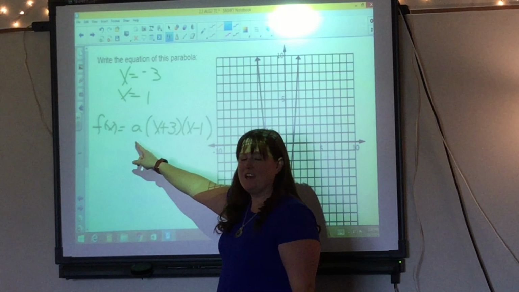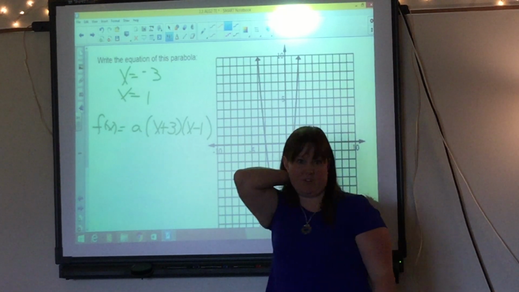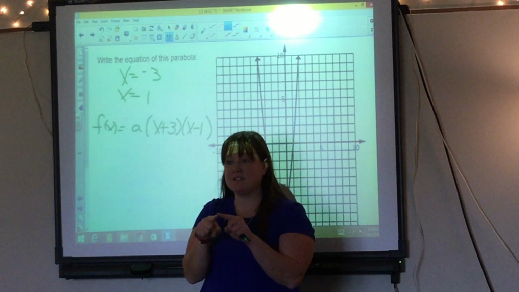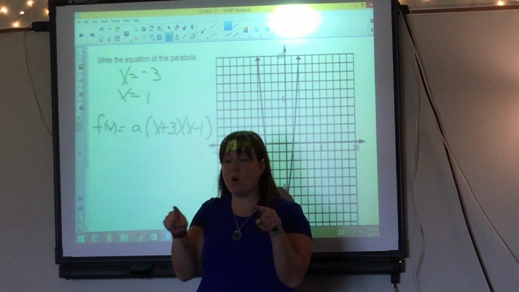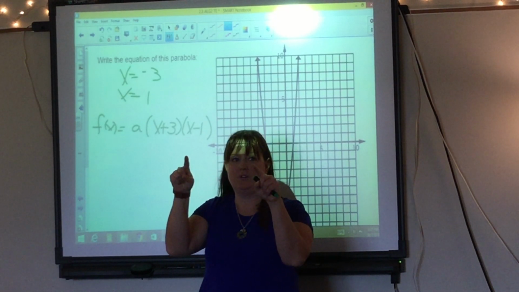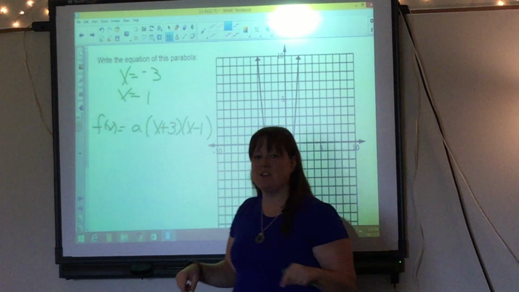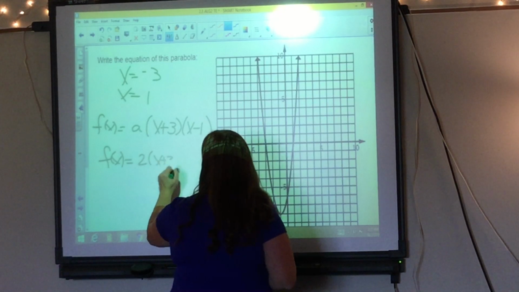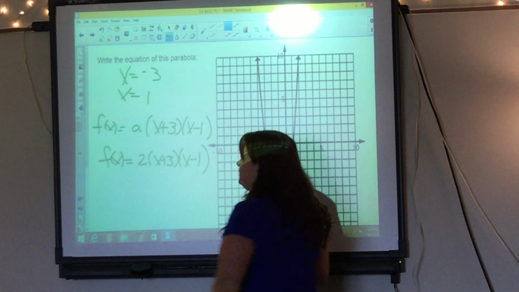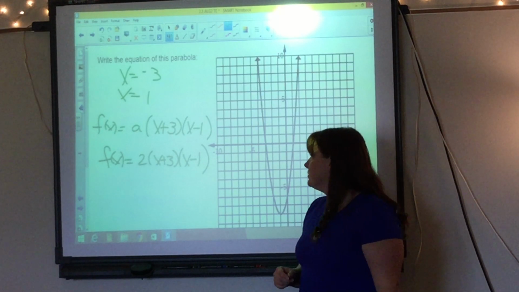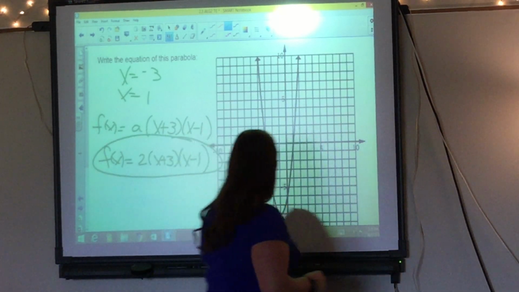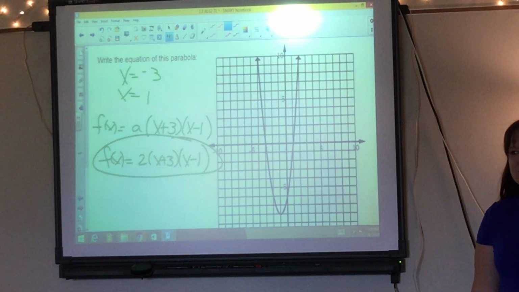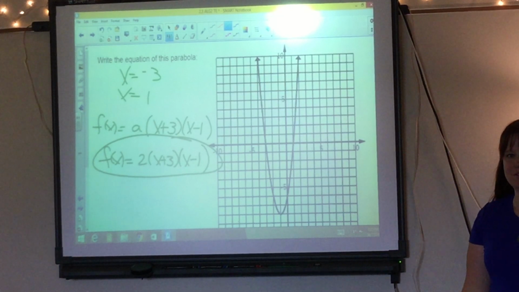Remember, your a value doesn't tell you where your vertex is. We're not in vertex form. Our a value just tells us how fast it's rising, right? So when I go over 1, how fast does it go up? 2. Yep, when I go over 1, it goes up 2, therefore a is 2. Is it 2a or just 2? Just 2. So this is the equation in intercept form, not vertex form. It tells us our intercepts.